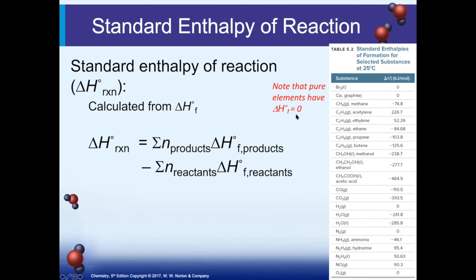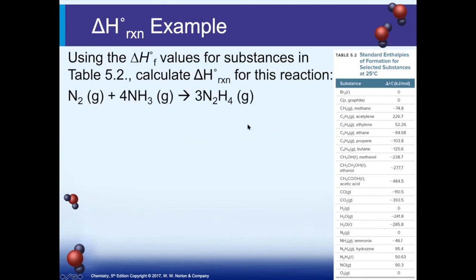And so this little note is important: if it's a pure element, then the delta H of formation is 0. And that should make sense, because the way we defined it, the delta H of formation is that energy change, that enthalpy change, when I go from the pure element to the product. Well, if the product is also just the pure element, then there's no change, so there's no energy change.